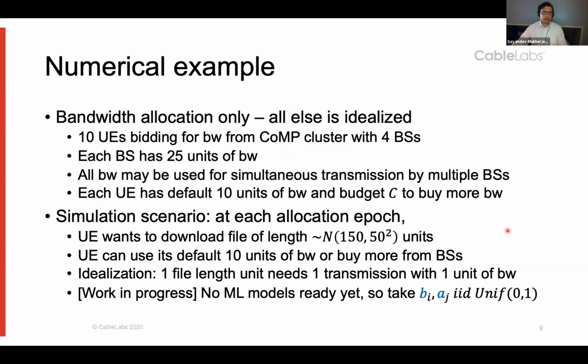Okay, so let's look at a quick numerical example. This is highly idealized, I will hasten to say right now. But let's look at it anyway. There's a bandwidth allocation only. There are 10 UEs bidding for bandwidth from comp cluster. There are 4 base stations. Each base station has 25 units of bandwidth.